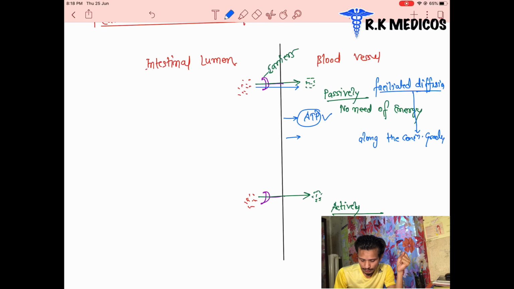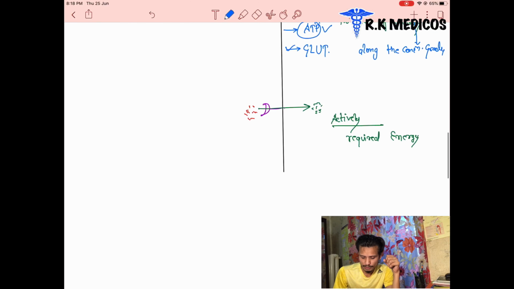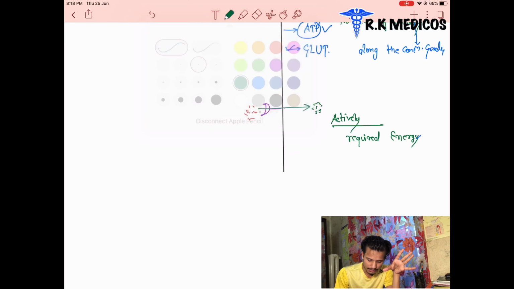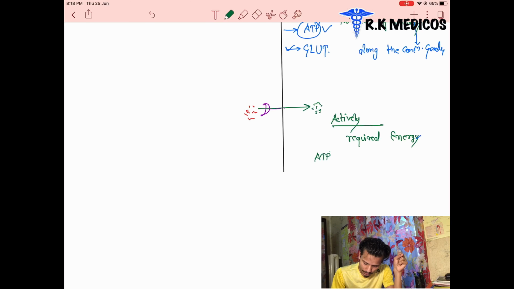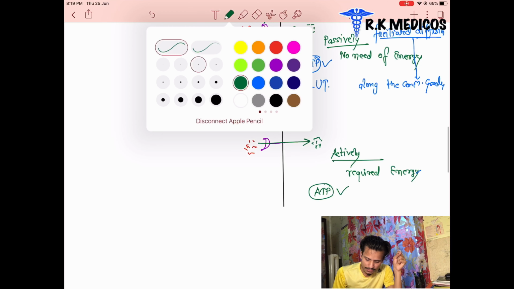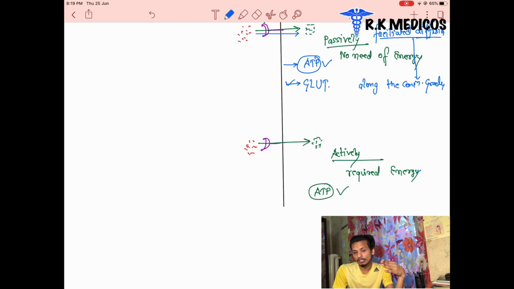Energy is consumed here. Next point, in which type of receptors do you know facilitated diffusion occurs? That is the glucose transporter, in which facilitated diffusion is used. Next is active transport, where energy is required. Is ATP required or not in active transport? Yes, ATP is required. Are they working along the concentration gradient or opposite to it? They are moving opposite to the concentration gradient.